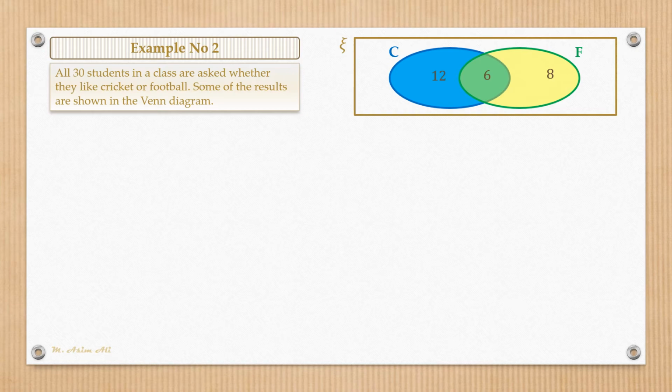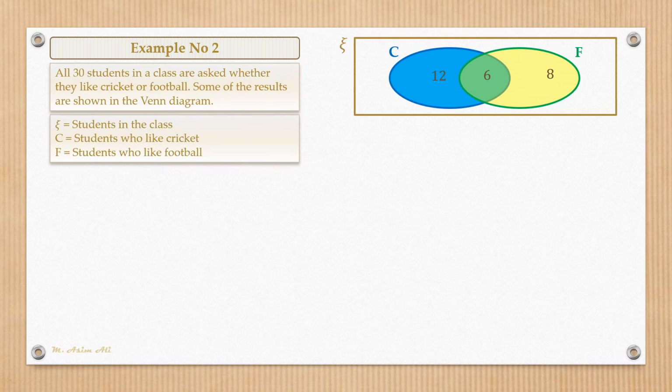You can see if you add 12 plus 6 plus 8, it makes 26 students, whereas the total number of students is 30. That means some students are missing. So we have not recorded some students, and we will see it later. This universal set is the students in the class. Set C is the students who like cricket, and set F represents the students who like football.